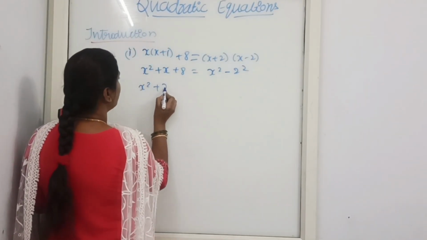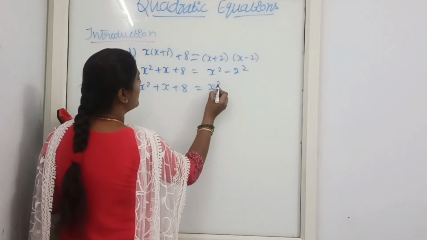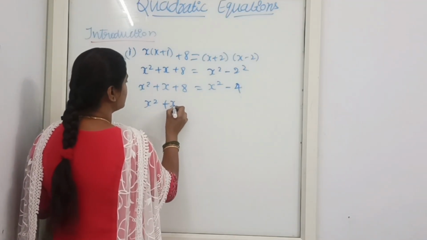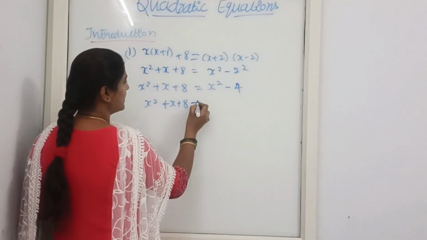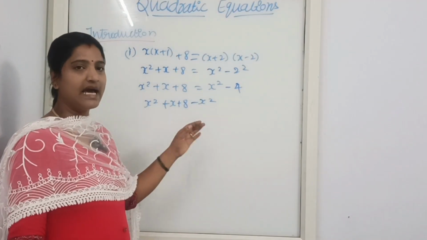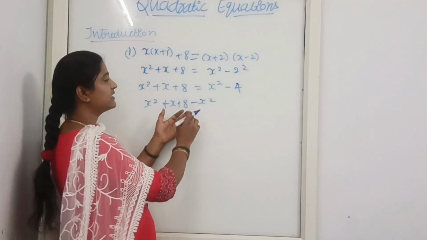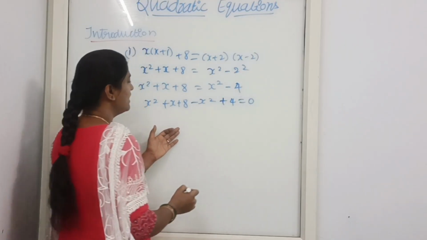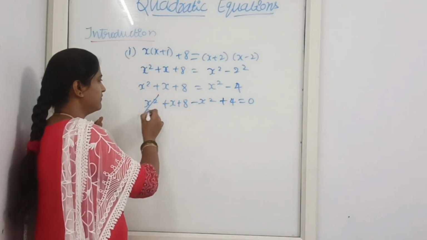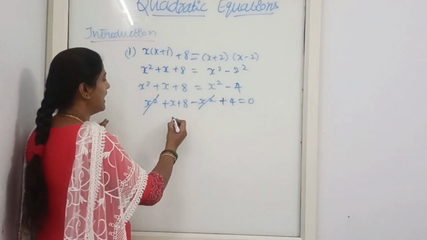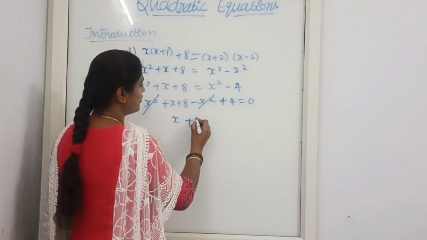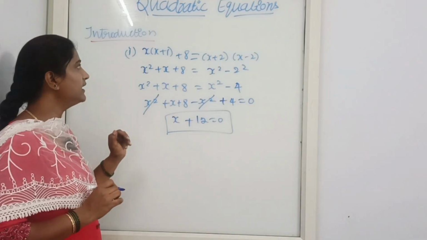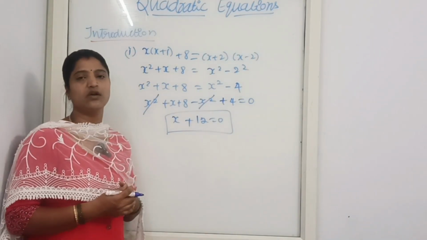Now x square plus x plus 8 is equal to x square minus 4. Take the x square terms: if something is on the RHS and you drag it to the LHS, the sign changes, positive becomes negative and negative becomes positive. Now what can cancel? Minus x square and plus x square cancel, and the x term is only 1. 8 plus 4 is 12. So after simplifying, we got x plus 12 is equal to 0.